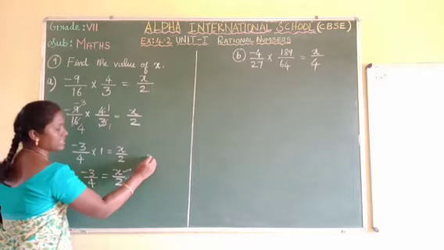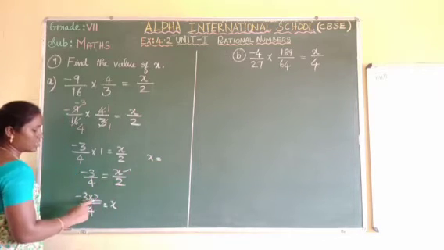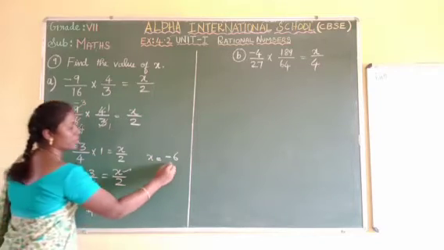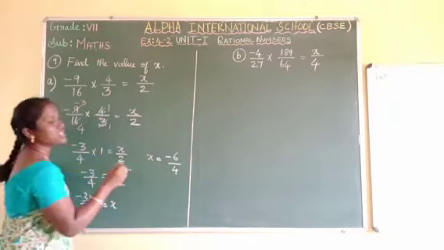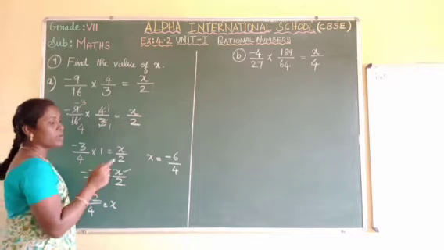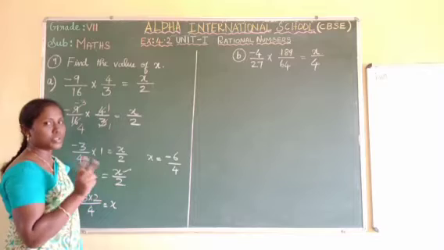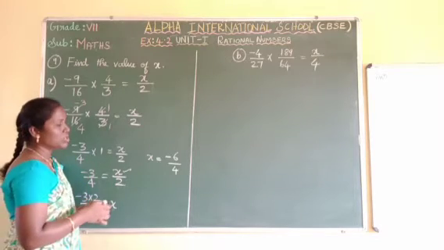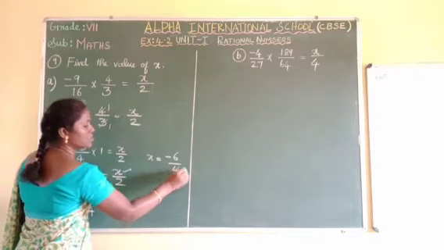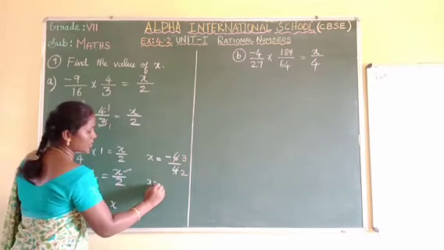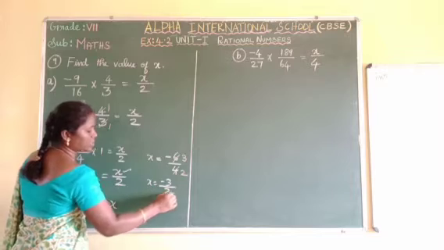We can write it as x is equal to 3 2s are 6, minus 6 by 4. Change the answer to the standard form. We have some common factor for 6 and 4 other than 1. So what is it? 2. We can simplify by 2. So simplify by 2. 2 2s are 4, 3 2s are 6. So we got x is equal to minus 3 by 2.